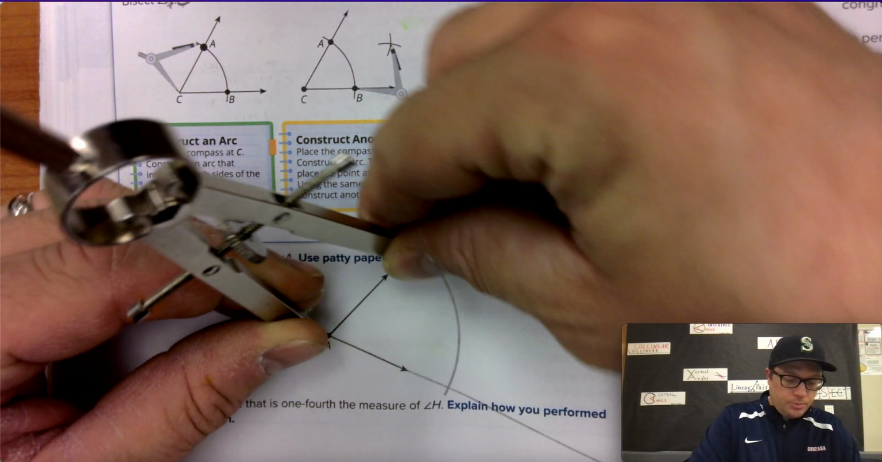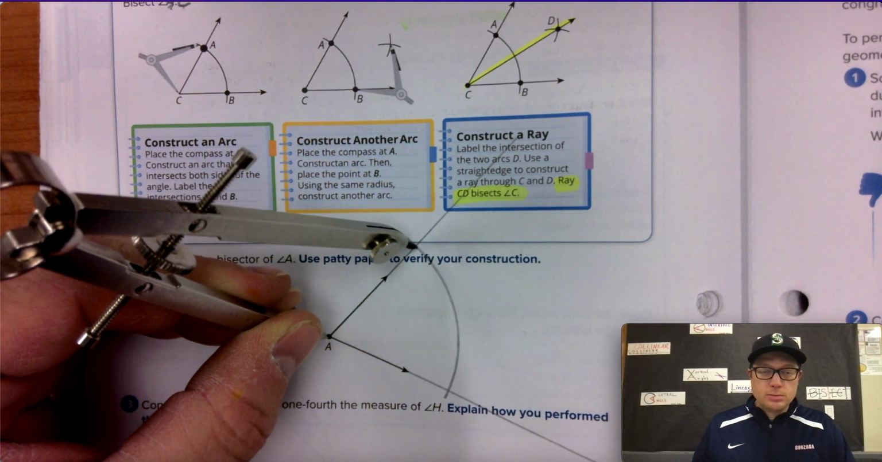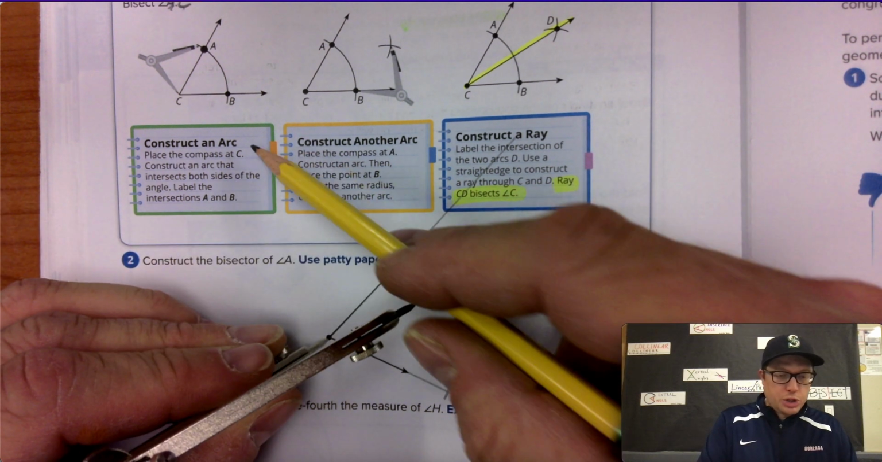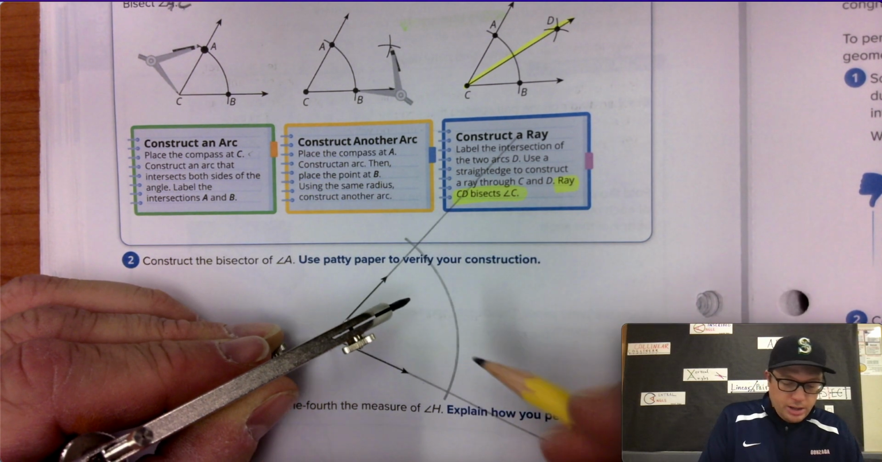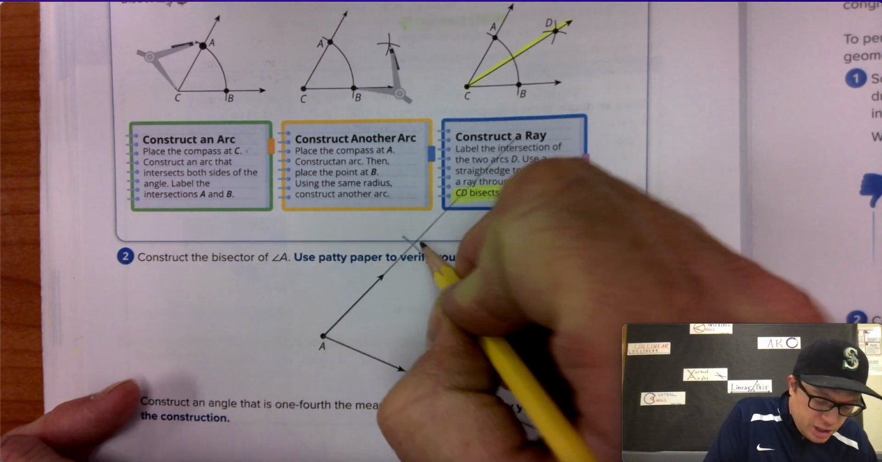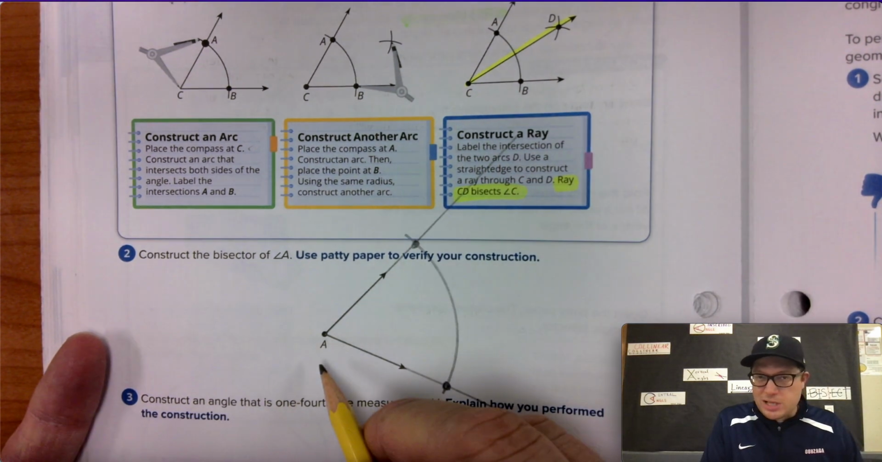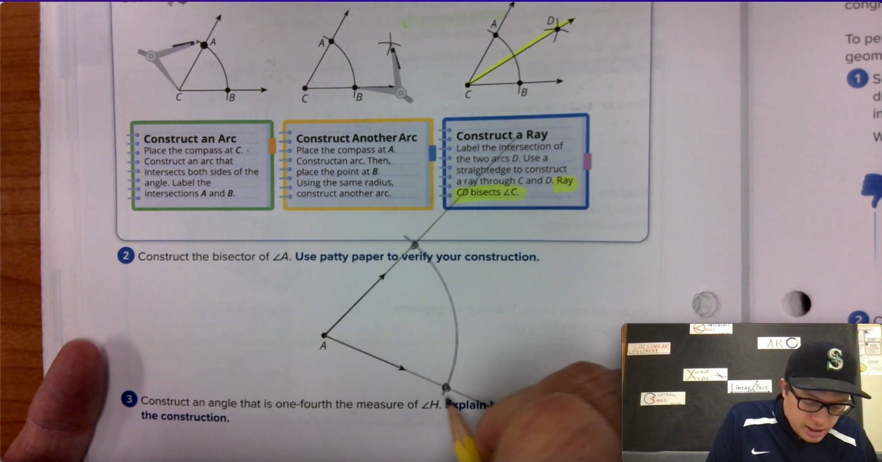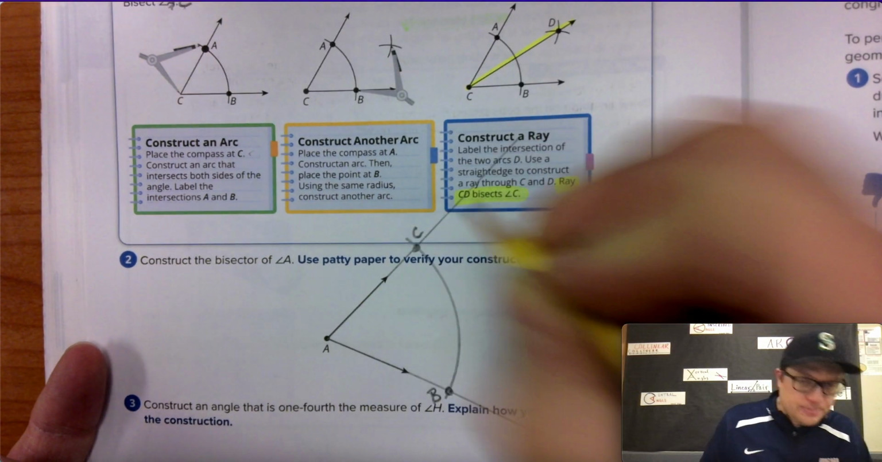Now, that's step 1. Okay, that's step 1. That is construct an arc. And then label the point of intersection, label them both. I guess I already used A. I can't use A again. So let's go B, C.